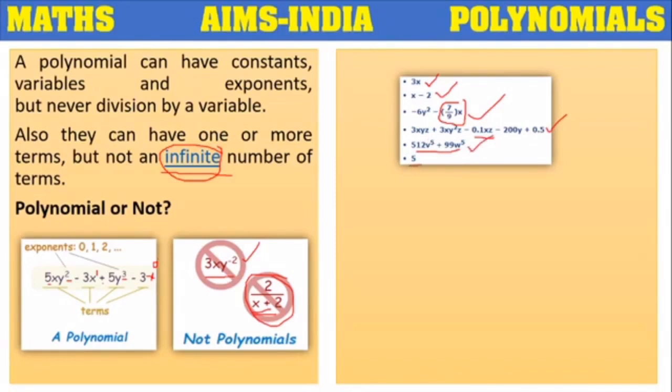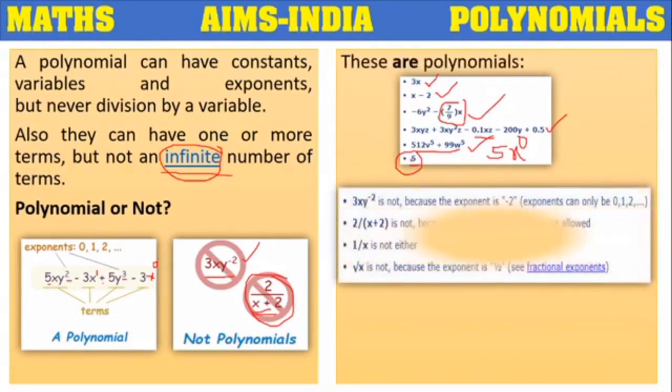Now 5. 5 means only a constant. A constant term alone is also considered a polynomial. Why? Because if there is nothing, we can assume it as 5x to the power of 0. So it is also one kind of polynomial. So whatever examples we have mentioned here, these are all polynomials. Let's take some more examples.